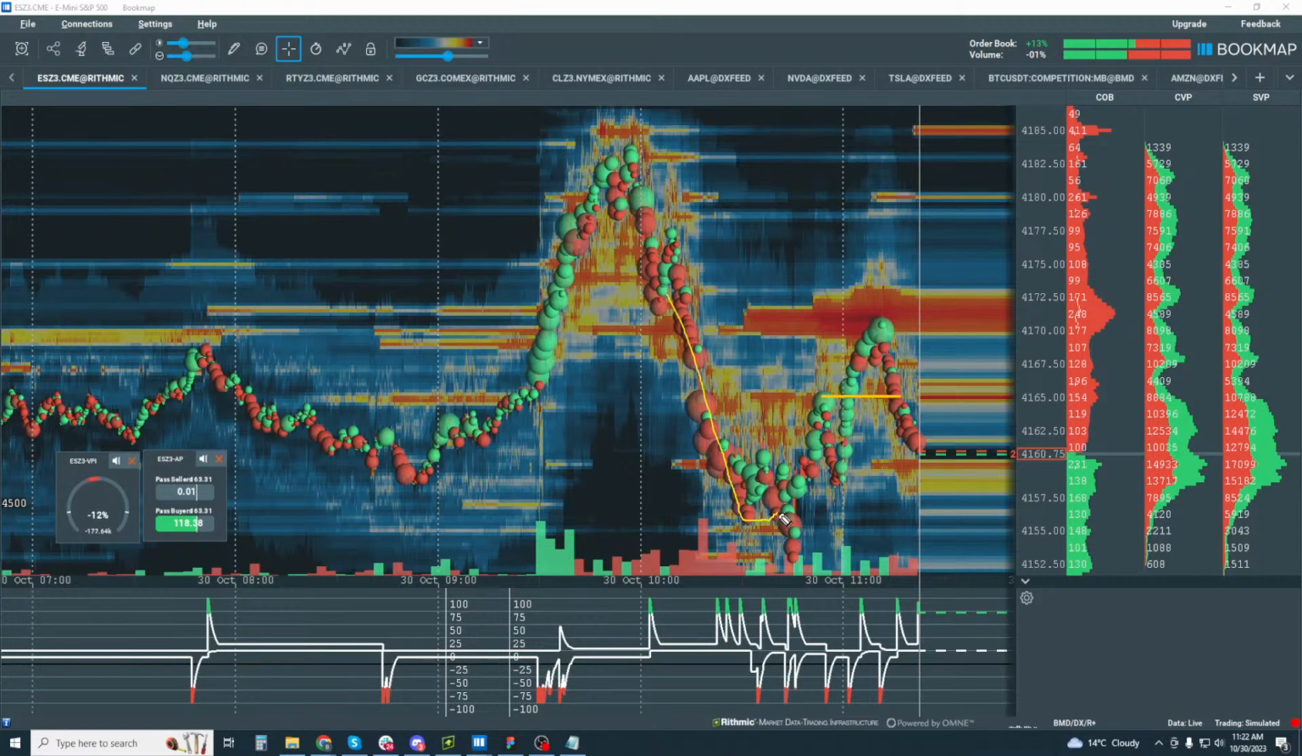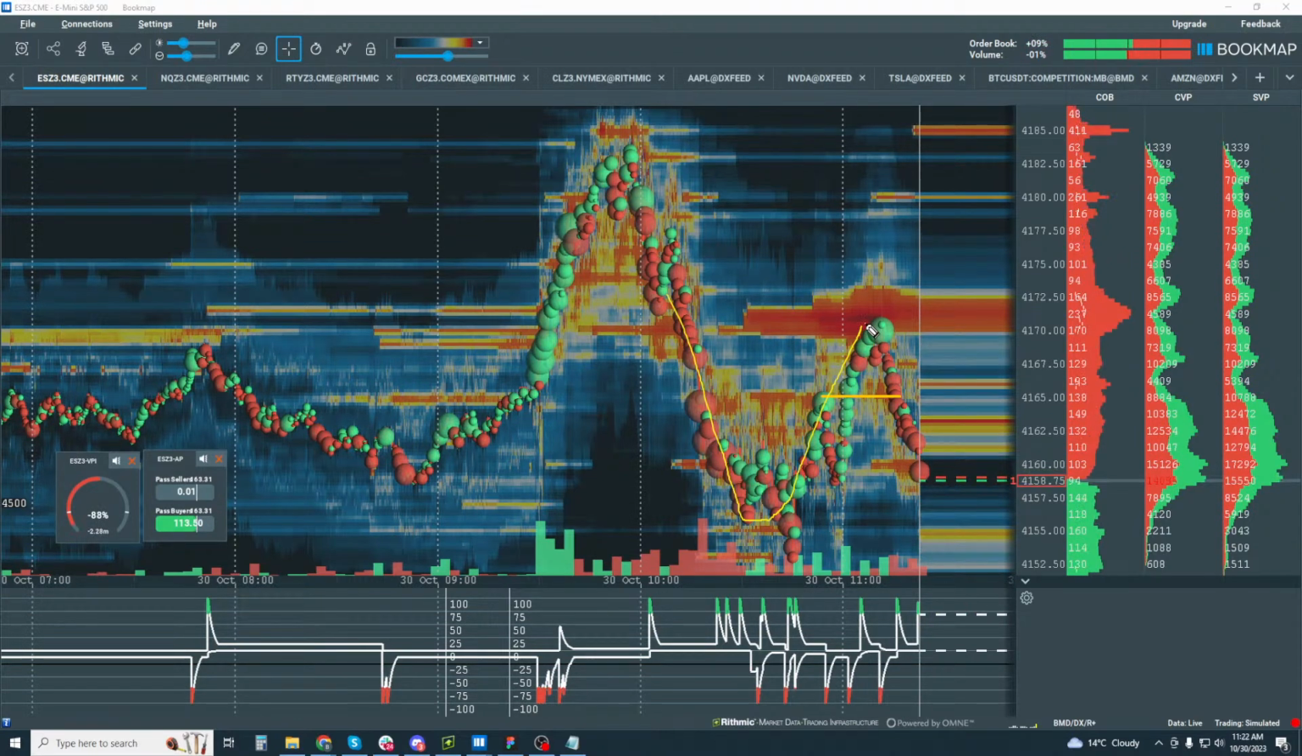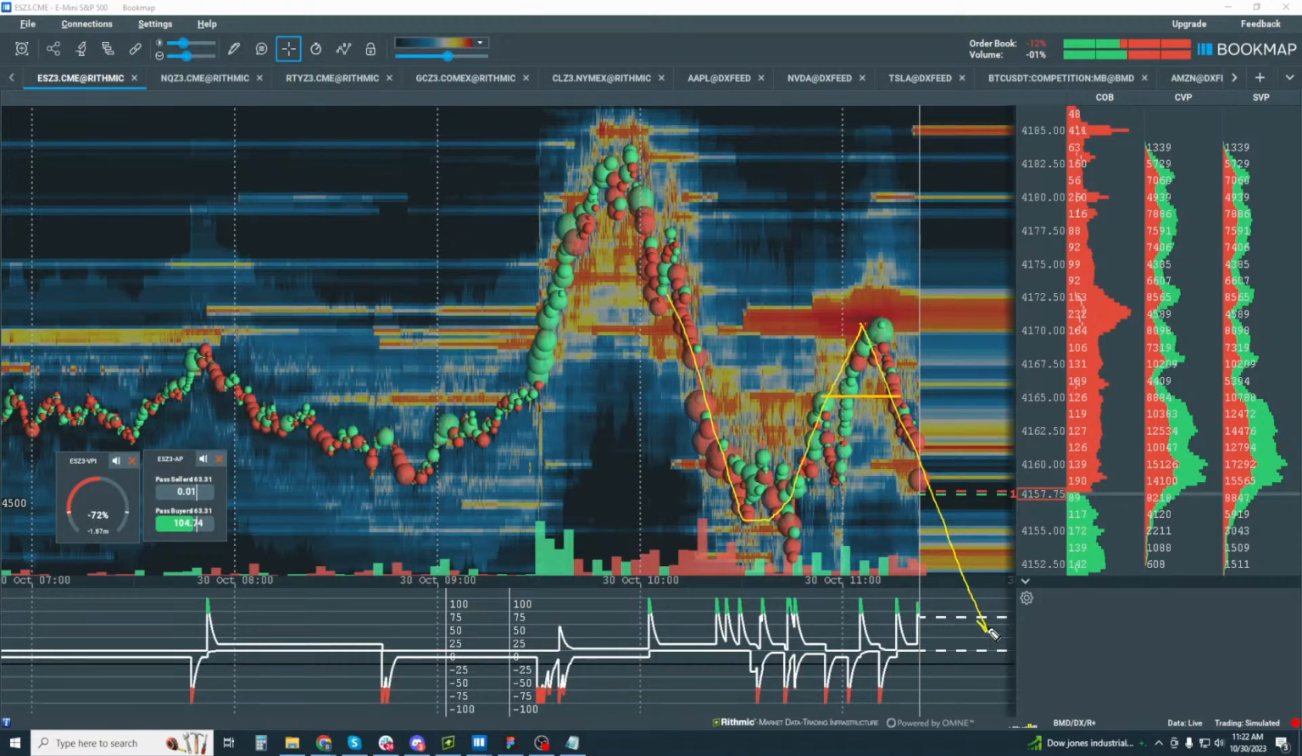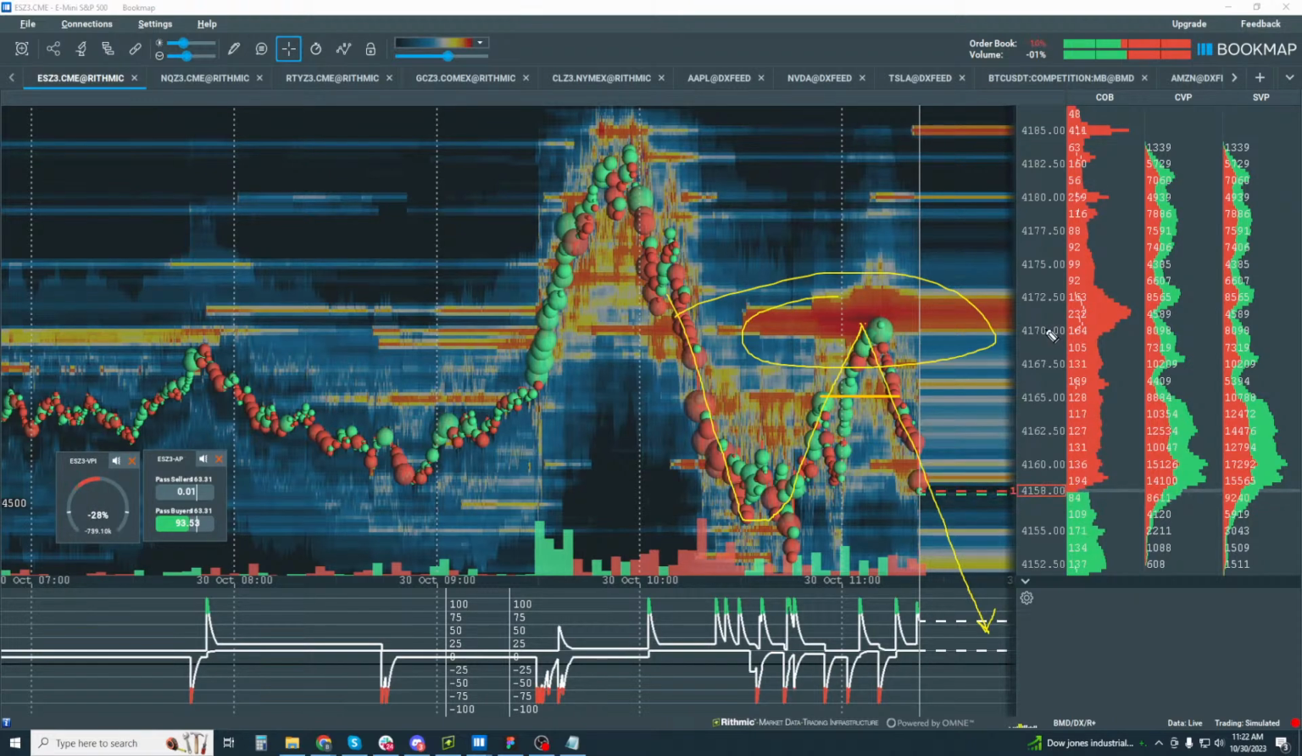Now we have this kind of turnaround and this pullback here, but what I'm trying to get at is I'm looking for sellers to drop it. Because there's more selling here, and look where it pulled back into. High liquidity at 70 here, and the sellers are still in it from up here.